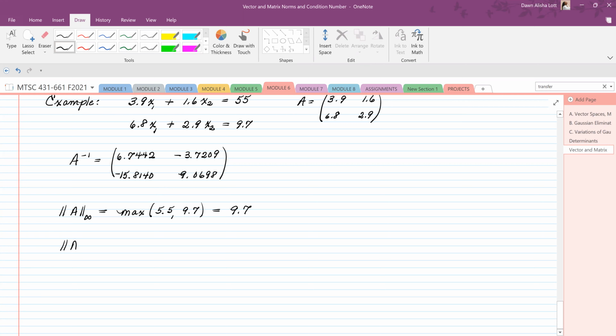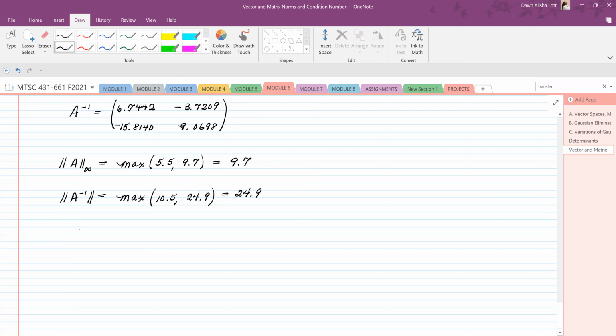And the infinity norm of A inverse is the max of 10.5 and 24.9. And that's 24.9. So the condition number of A turns out to be 242, with the infinity norm. Okay, turns out to be 242. And that's bigger than 1. So the system is ill-conditioned.